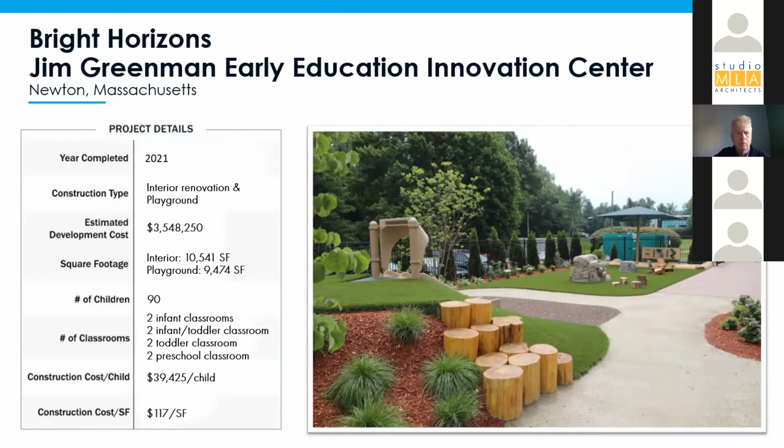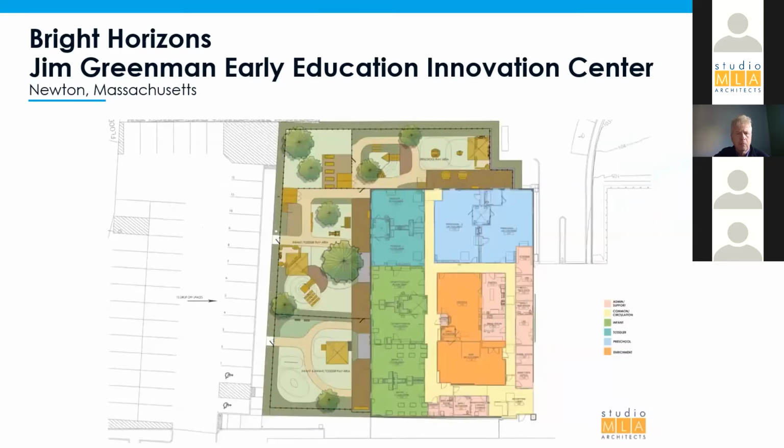So they also wanted to provide a model childcare center that would be a representation of their standard for providing high quality spaces for children to thrive in. And that included this new 10,500 square foot center along with a 9,500 square foot playground next to it. And the image here is of the preschool yard. And here you can see the plan for that.